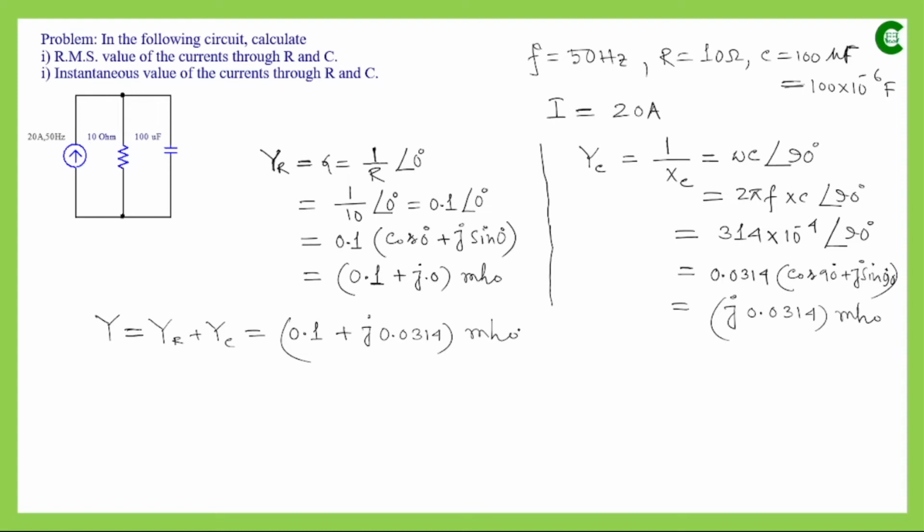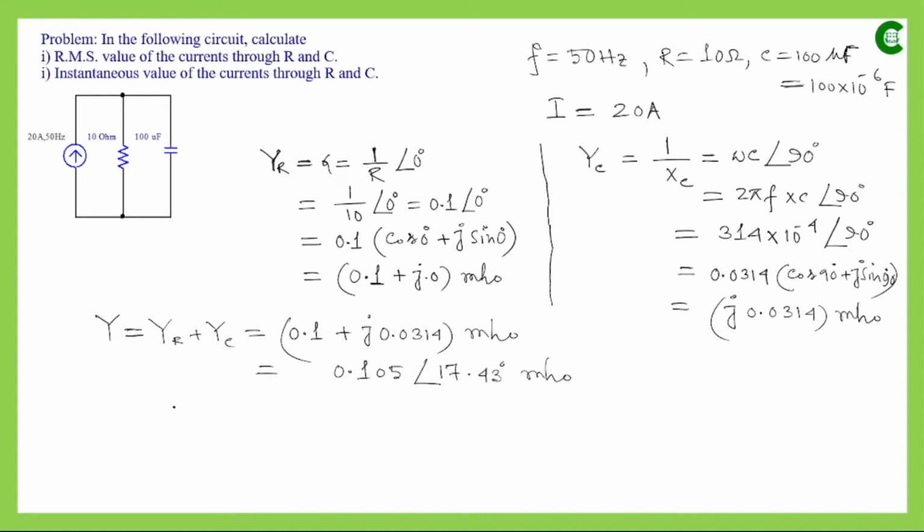Now this rectangular format, if we need to convert into its equivalent polar format, we can do that using the formula or a calculator, and the final values of r and theta in the polar format will be 0.105, and the angle theta will be 17.43 degree, and that will be in mho. So this 17.43 degree is the phase difference between the total current and the applied voltage.